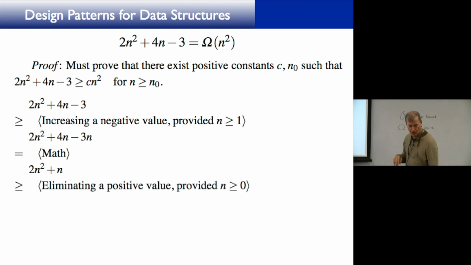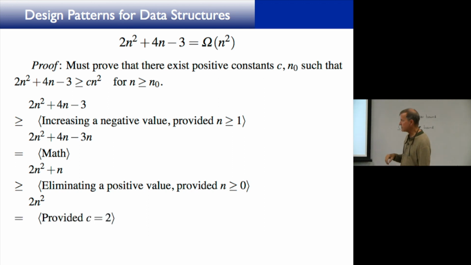So, provided eliminating a positive value, we can eliminate that positive value. And how do we know that n is positive? Provided that what? Greater than or equal to 0. So we'll put that proviso in our proof. All right. And now, so this is greater than or equal to 2n squared. So now what? Provided that c equals 2, cn squared.